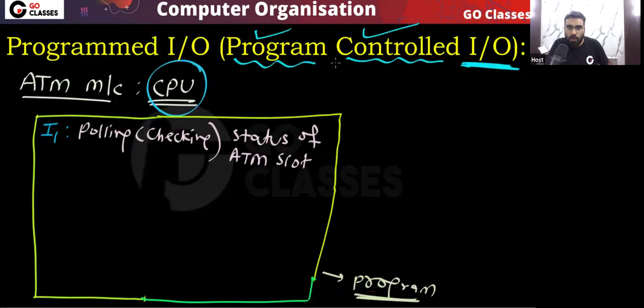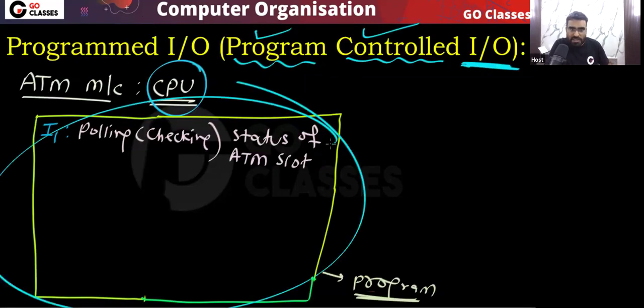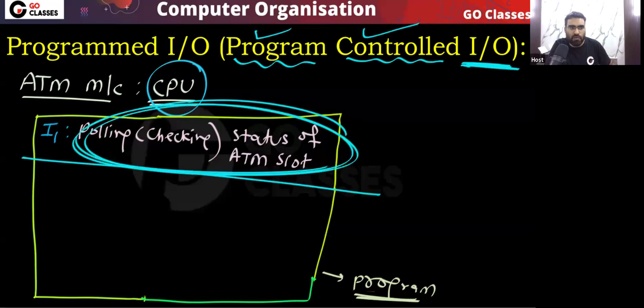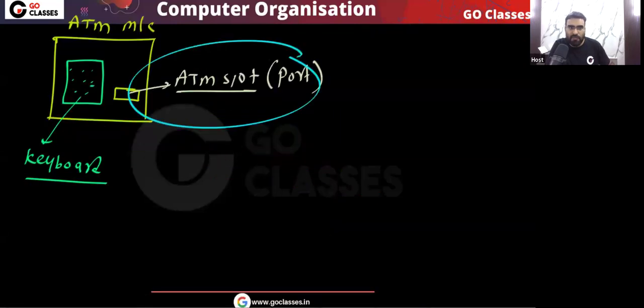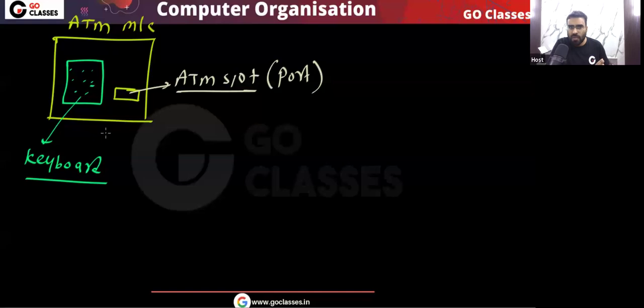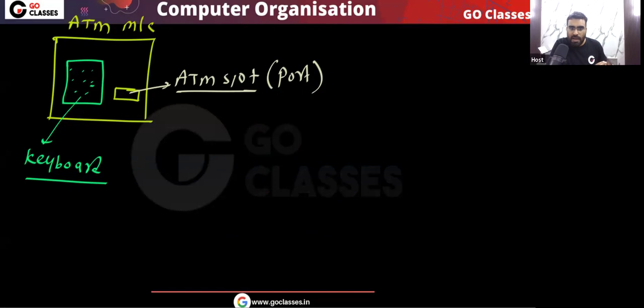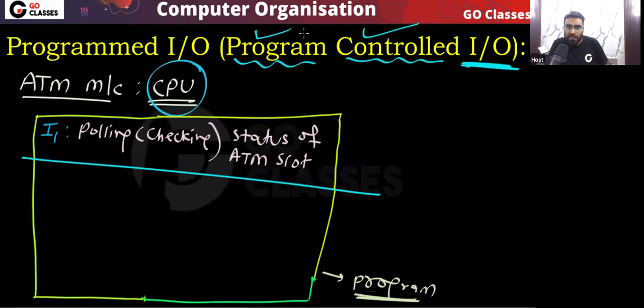So that is the reason this is called program controlled IO, because the CPU is executing a program. This program the CPU is executing, and you can see the first instruction is continuously checking the status of the ATM slot. At this time, if someone presses the keyboard, then nothing happens. The keyboard cannot give a signal to the CPU for attention. Is this clear? Everything is controlled by the CPU, everything is controlled by the program.